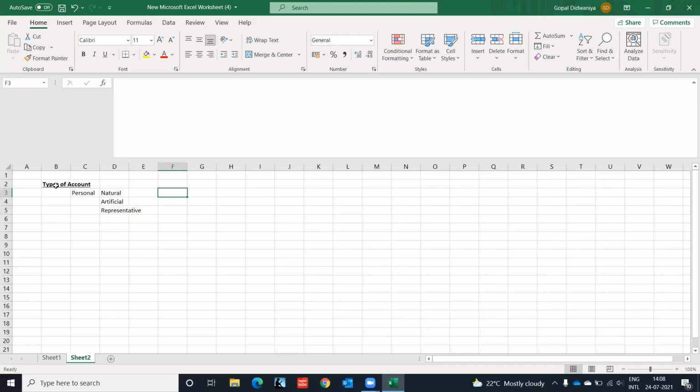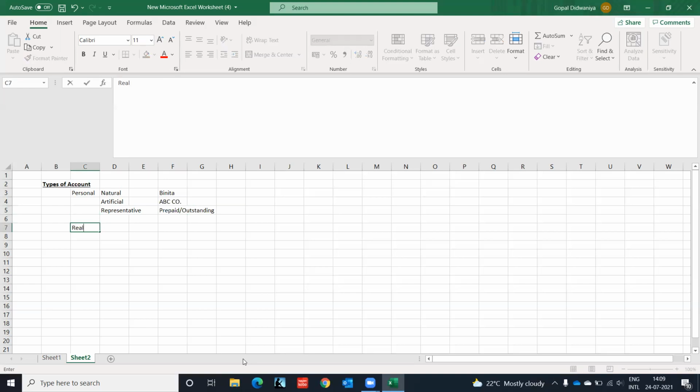Natural means it is a natural person. Let's say an account in the name of Geeta. This is natural. Artificial means it is in the name of some organization, let's say ABC company. Representative means it will represent some person, but it is not. It can represent any of these persons, natural and artificial, but their name will not come. It will be like prepaid or outstanding expenses or income, something like this. That was related to personal.